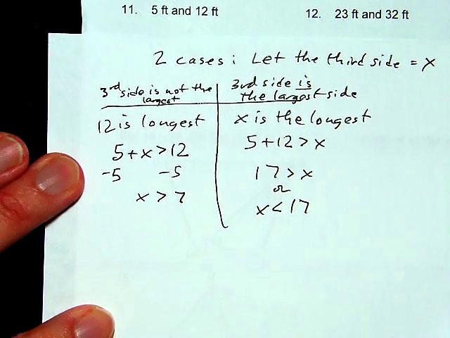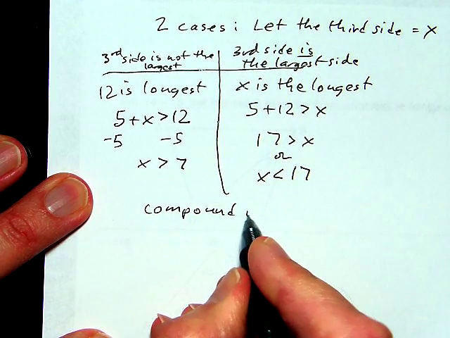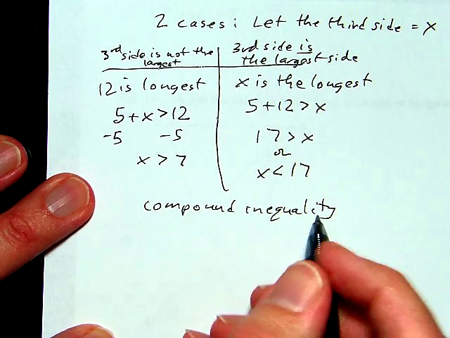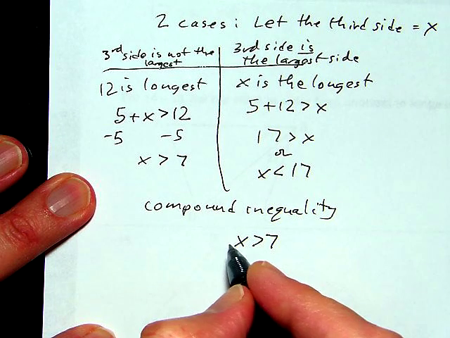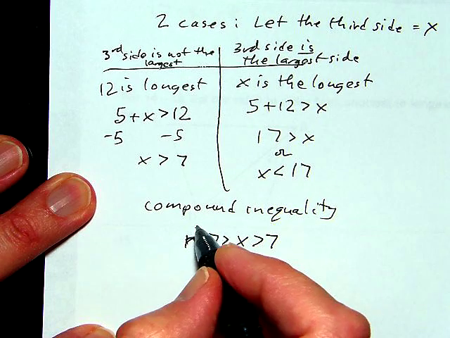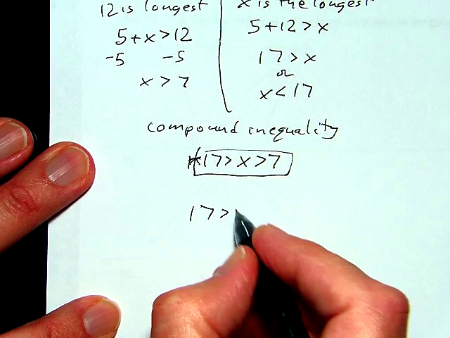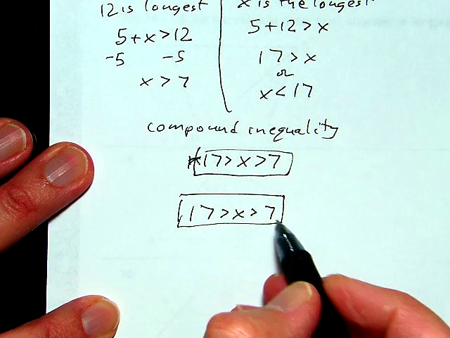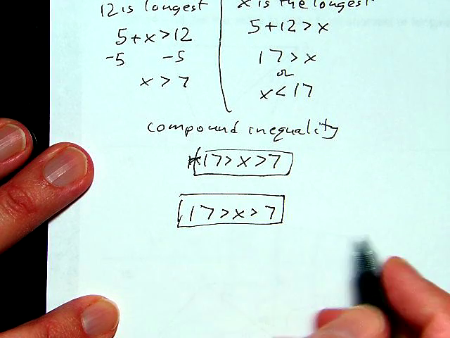So the answer to this question is a compound inequality. You might remember these from Algebra 1. These both have to be true at the same time. x has got to be greater than 7, and 17 has got to be greater than x. So let me rewrite it again: 17 is greater than x, which is greater than 7. This is the range of values from 7 to 17, not including either end.